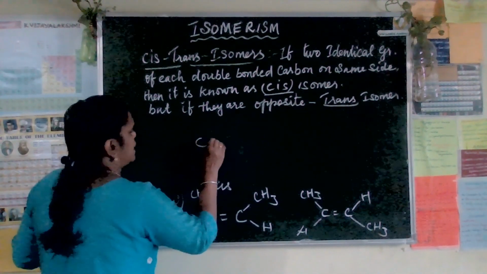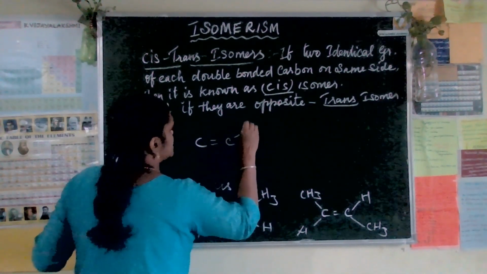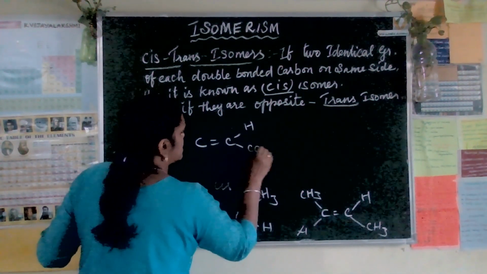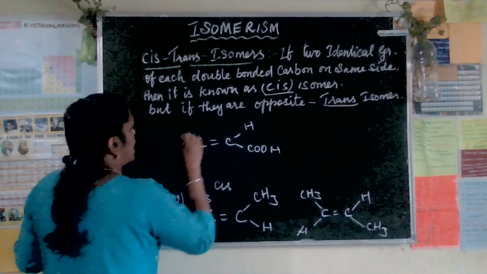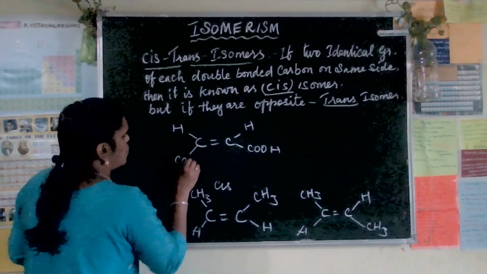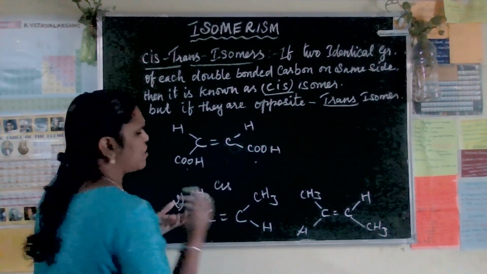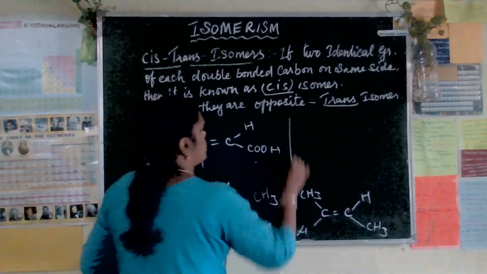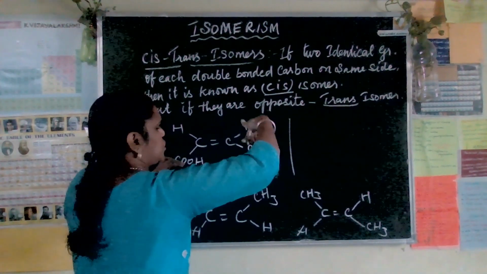Here, C double bond C. Here, one side hydrogen, one side COOH. The other side, here, hydrogen, here, COOH. So both the sides are the same. So for the other one, the opposite, this time you will twist.